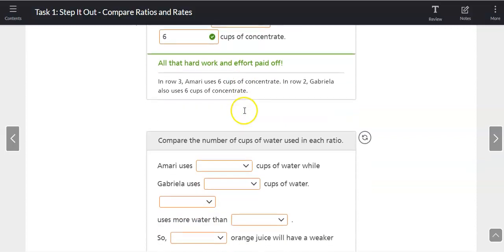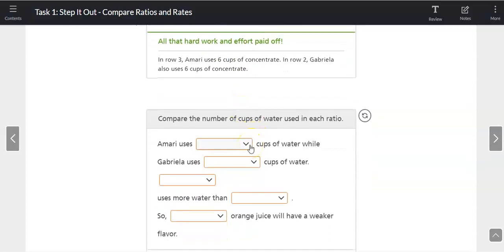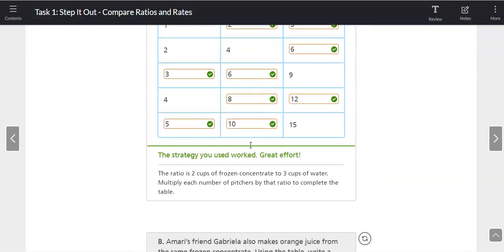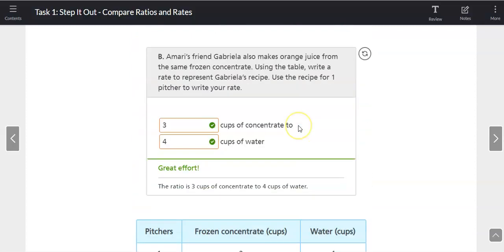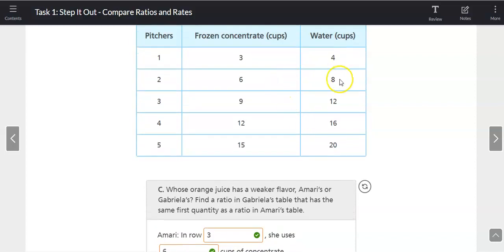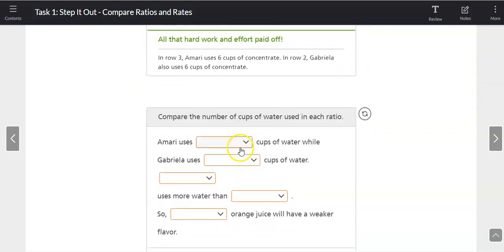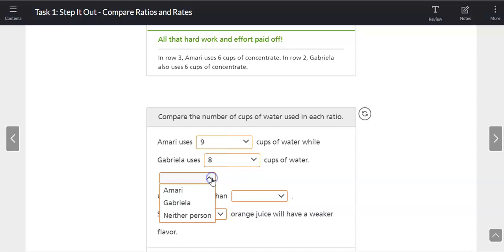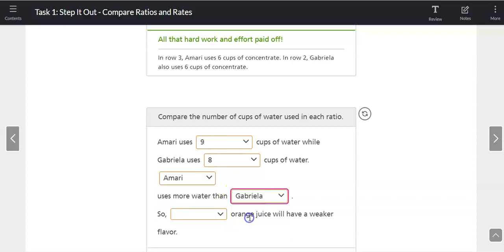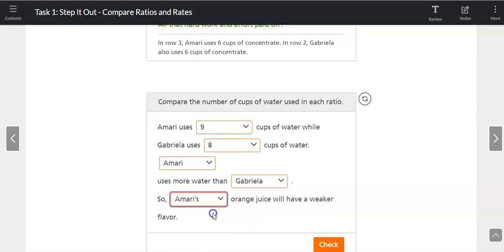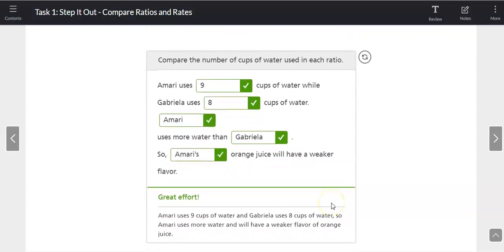Let's continue to go down. Now we have to see how much water. Amari's on top. With the 6 cups, she used 9 cups of water. The other one used 8 cups. So Amari used 9 cups and Gabriella used 8 cups of water. So who uses more water? That would be Amari. So Amari's orange juice will have a weaker flavor because she used more water. Remember, the more water you put in something, the less flavor you have. It'll be watered down.